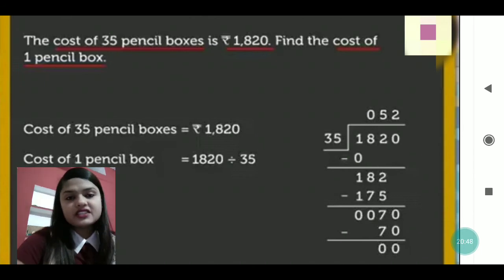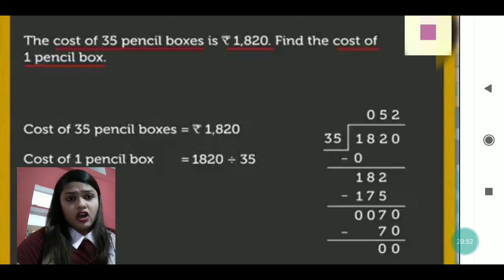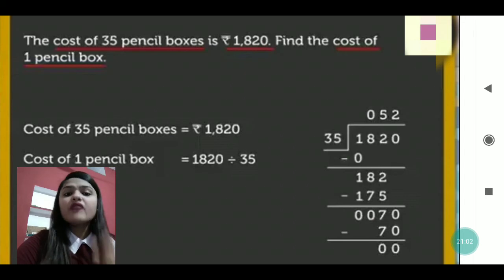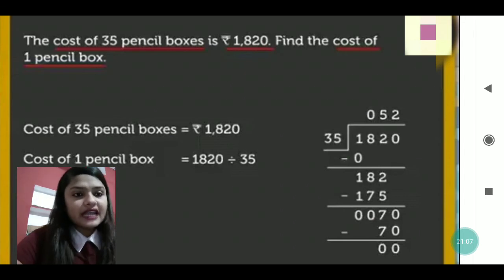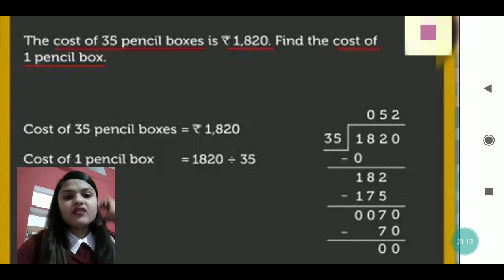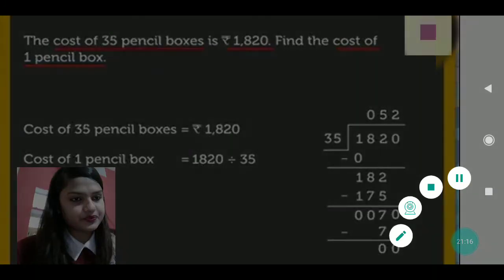So what will you write in the statement? You will write cost of 35 pencils. First you can write number of pencils, that is 35. Cost of all the pencils, that is 1820. What you have to find out? You have to find the cost of one pencil. So when you divide 1820 by 35, then you will get the quotient. So how we will do the division, my dear? Just see.